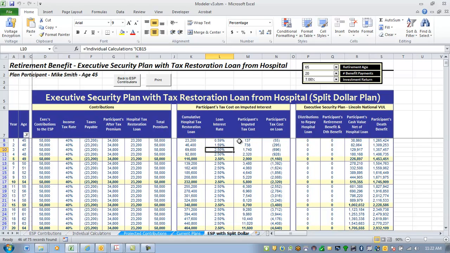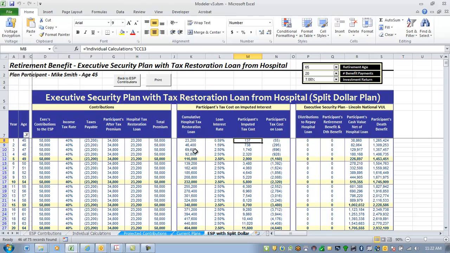So the executive would have imputed tax cost, which will be reported on his W-2, based on the outstanding balance of the loan times the applicable interest rate for that year. In the first year, therefore, that'd be $137 would be reported as additional income, and the executive's cost on that imputed income would be about $55, which is $137 times the tax rate of 40%.